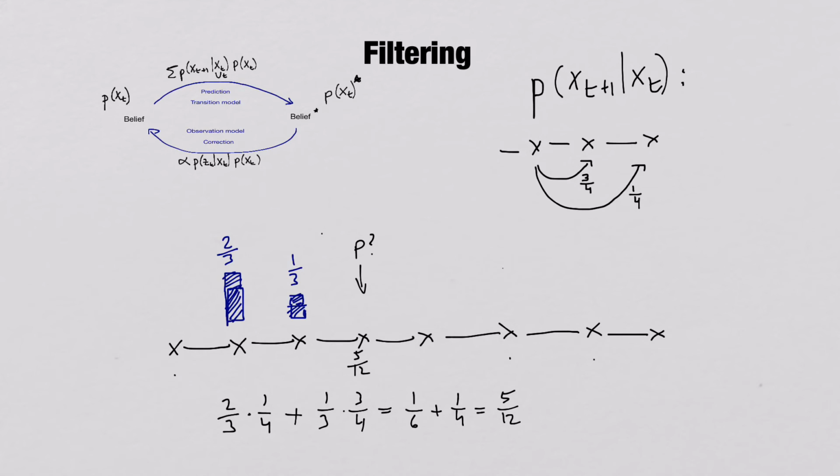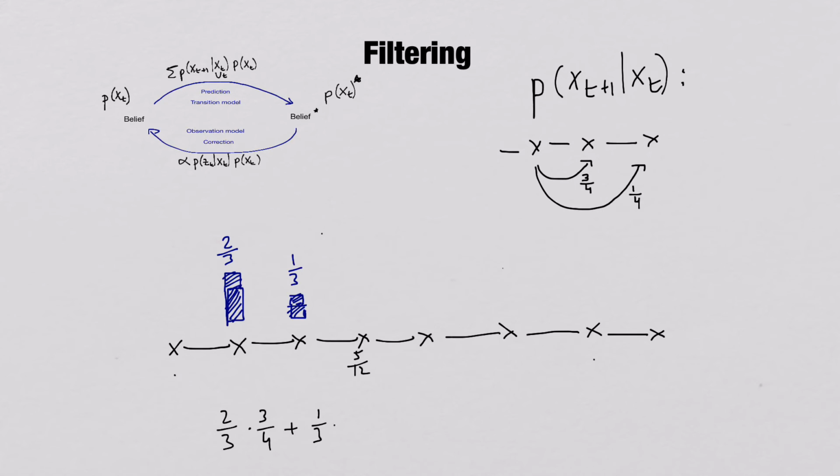Let's look at the probability of being here. The probability of landing here is, again, the probability that I was here in the first place, so that would be 2/3, that I moved 1 step ahead, which is 3/4, plus the probability that I was here in the first place and moved 0 steps ahead, which is really 0. The probability total here is 6/12 or 1/2. So let's call this 6/12.